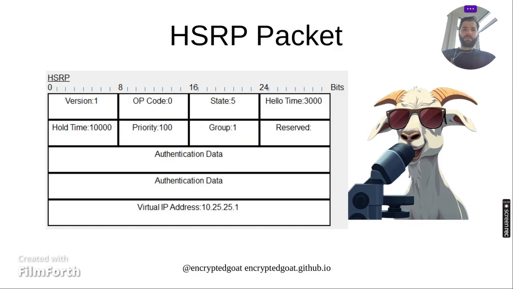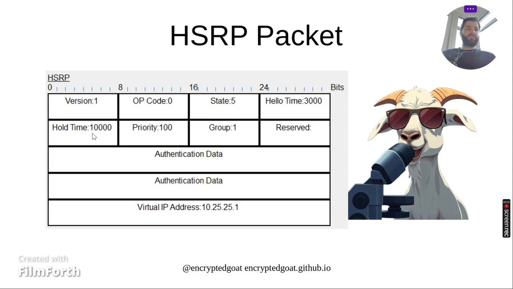This is a little overview of an HSRP packet, so what type of information you'd find in the packet. As you can see here, we've got the version, in this case version 1, what state this router is actually in, as well as the hello time value, which is at the moment 3000 milliseconds, so that would be 3 seconds. The hold time is 10,000 milliseconds, so that's 10 seconds. These are actually the defaults, and you can change these in the configuration.